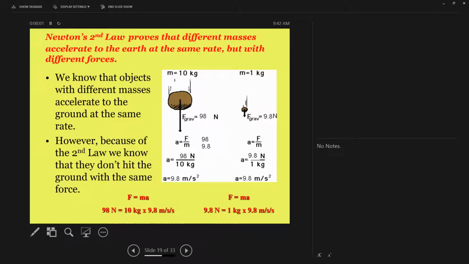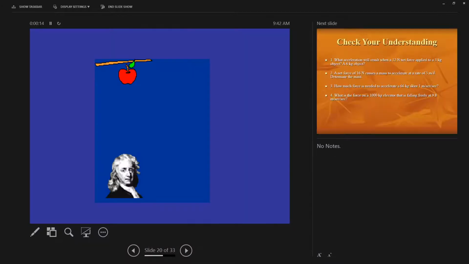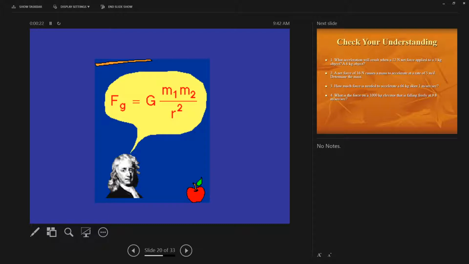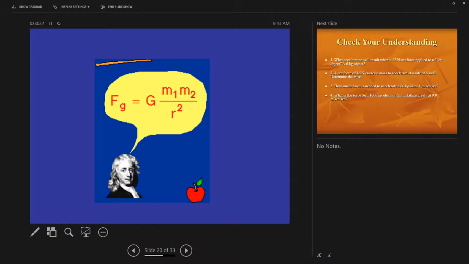So we've been looking at Newton's second law. It deals with force, mass, and acceleration. We've looked at an extension to this, universal gravity. Gravitational force is equal to the constant G times first mass times second mass, divided by the distance squared.